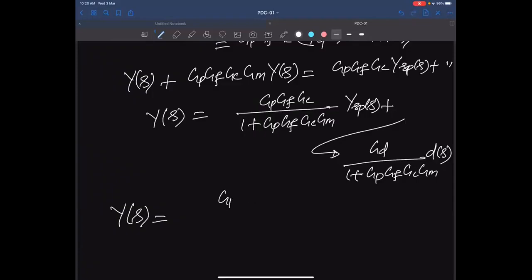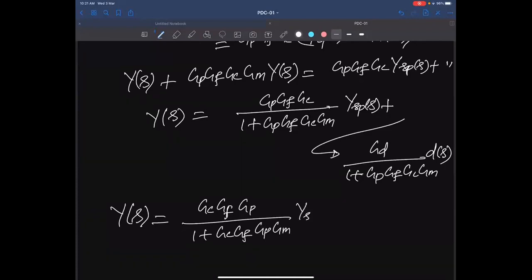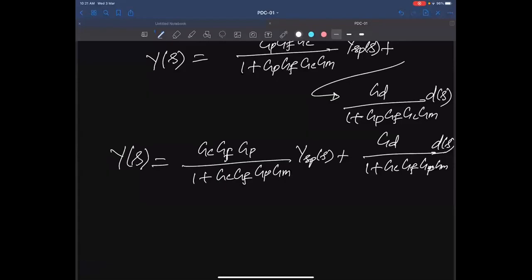Otherwise, no, one minute. We have GC GP G. I'm writing this same thing again. GC GF GP by 1 plus GC GF GP and GM Y SP of S plus GD by 1 plus the entire thing again GC GF GP and GM multiplied by D of S. Okay, what we can do is I can even represent this in terms of a block diagram as well.